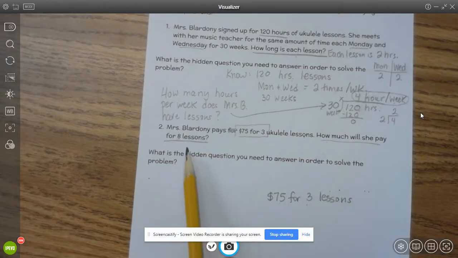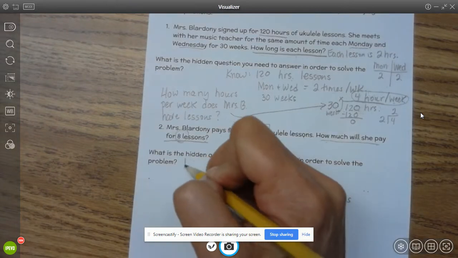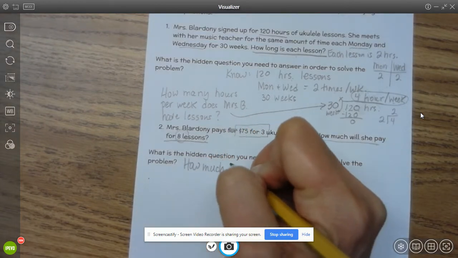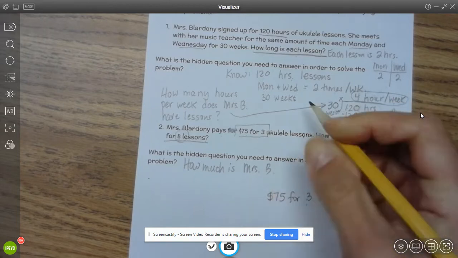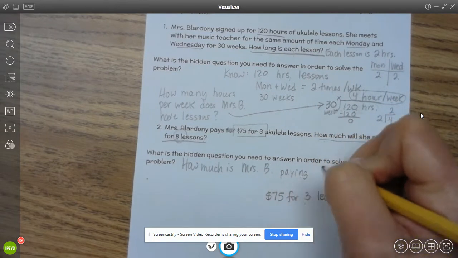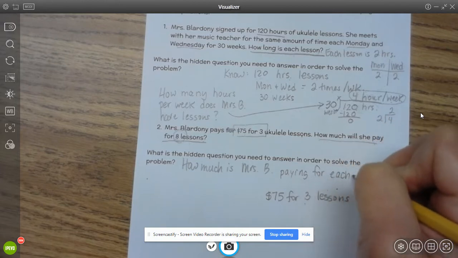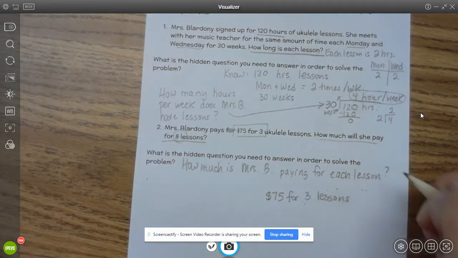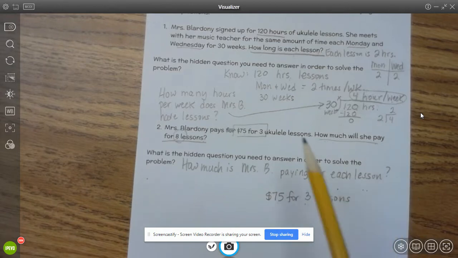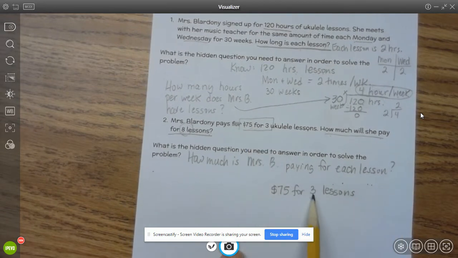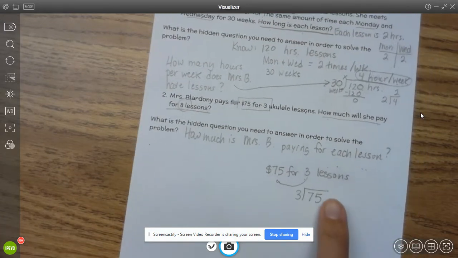So what is the hidden question I have to answer? In order to multiply by 8 lessons, I need to know how much I'm paying per lesson. That's my hidden question. How much is Mrs. Blardoni paying for each lesson? So just for one. That's what I need to find out. Now, can I find that out? For sure. $75 for 3 lessons. Okay, I can divide 3 into 75. So 3 divided into 75.